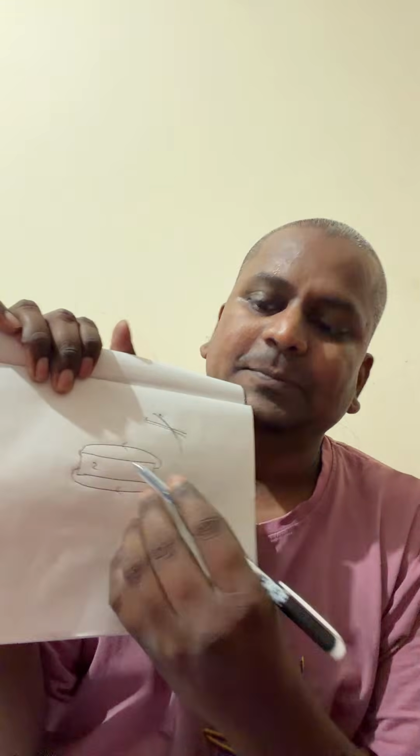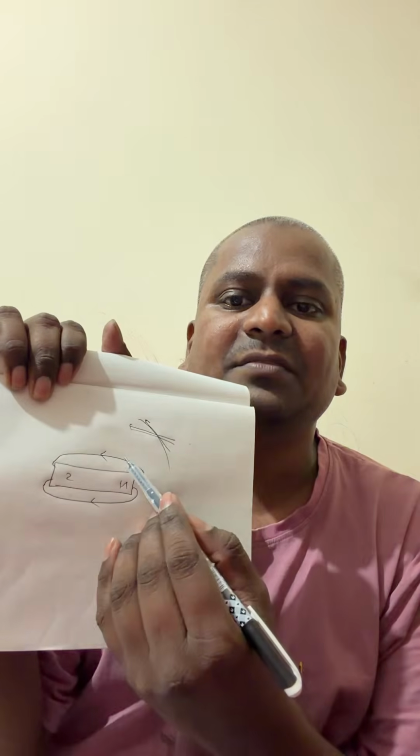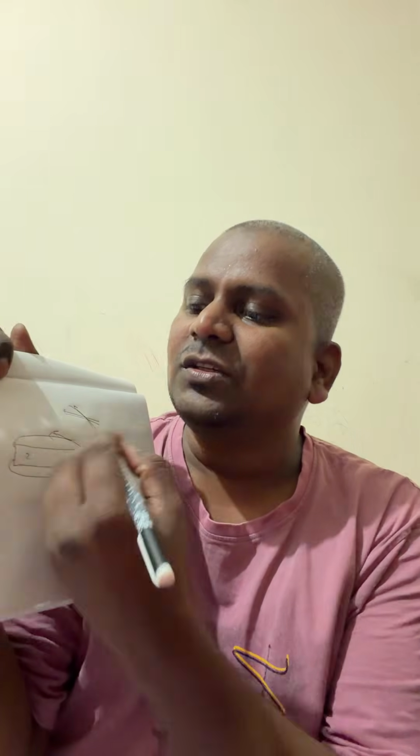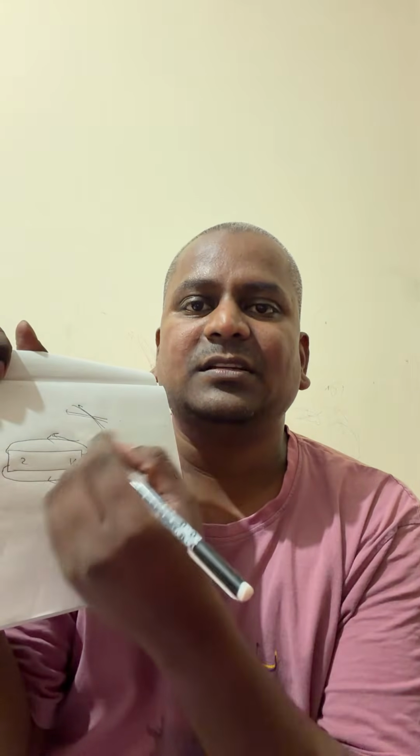Next one. If you want to know the magnetic field direction at a particular point, we can draw a tangent. If you want to identify the magnetic field at this particular point, you have to draw the tangent to the magnetic field line. Tangent means a line that touches the curve at one point. If you draw the tangent at that particular point, we can identify the magnetic field direction.